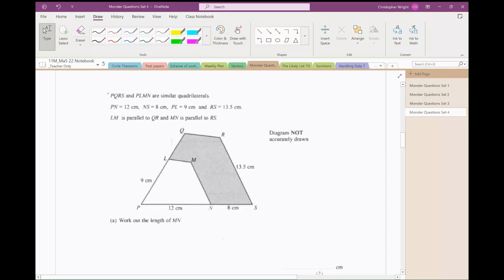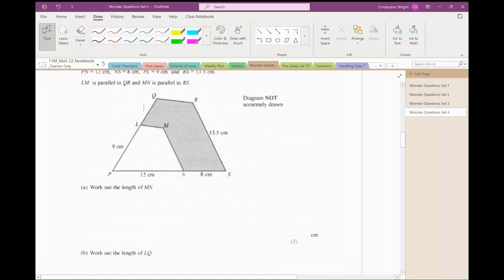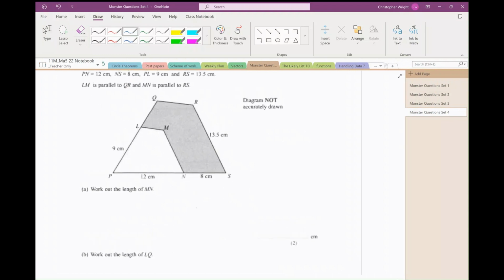PQRS, that's the large quadrilateral, and PLMN, that's the small quadrilateral here, are similar quadrilaterals. PNS, PLRS. LM is parallel to QR. Okay, fine. All right, work out the length of MN. Let's just call that X for a moment.